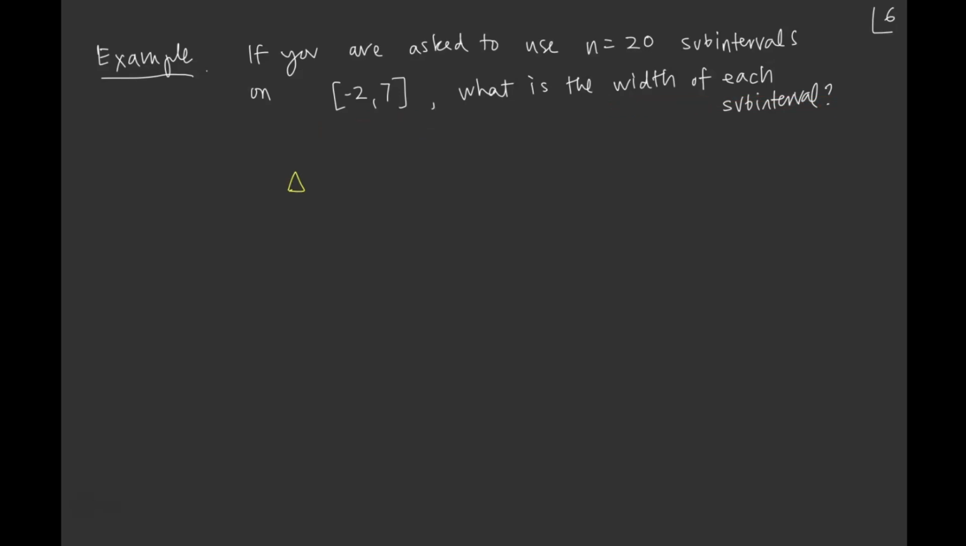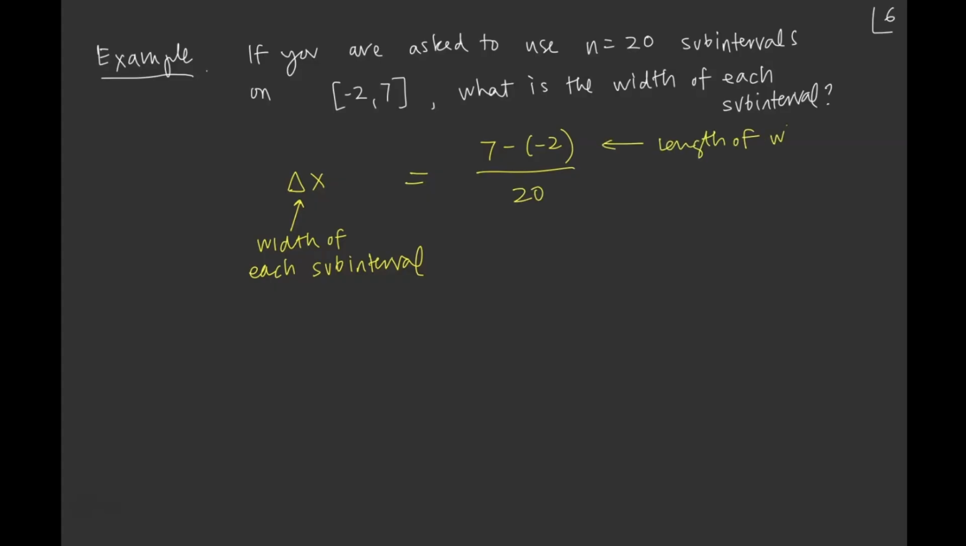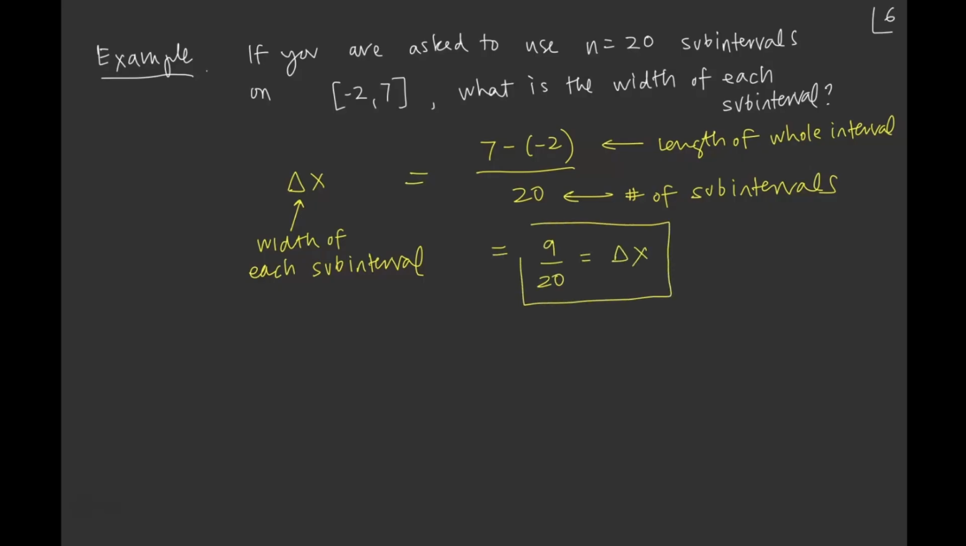So you'll often see this written as delta x or delta t or delta something. This is the width of each subinterval. And this is going to equal, in this case, 7 minus a negative 2 over 20. This is the length of the whole interval, and this is the number of subintervals that we want. So in this case, it would be 9 over 20. So 9/20ths would be our delta x. That would be the width of each subinterval.